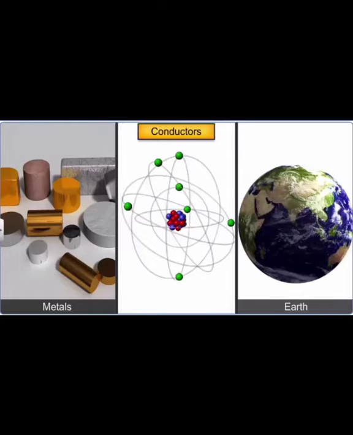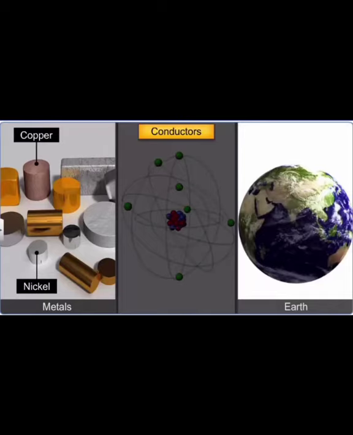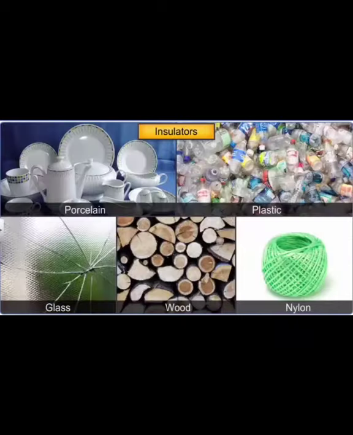Such materials with a large number of free electrons are called conductors, and as such, these materials readily allow the flow of electric current through them and cause very little resistance to the flow of electricity. Metals like copper, nickel, and the human body and earth etc. are some conductors. Some materials have a very small number of free electrons and hence offer very high resistance to the flow of electricity through them.